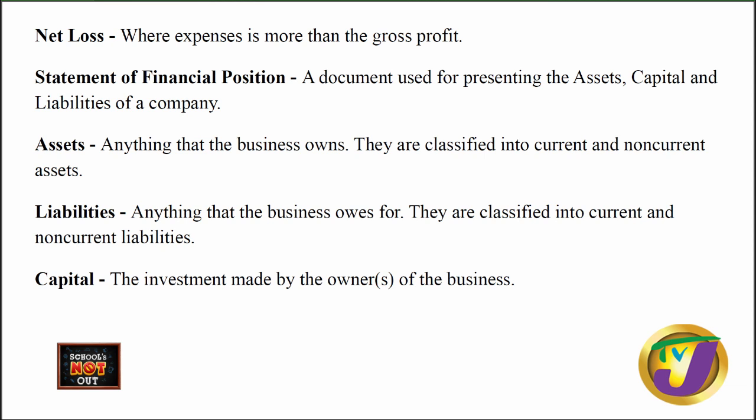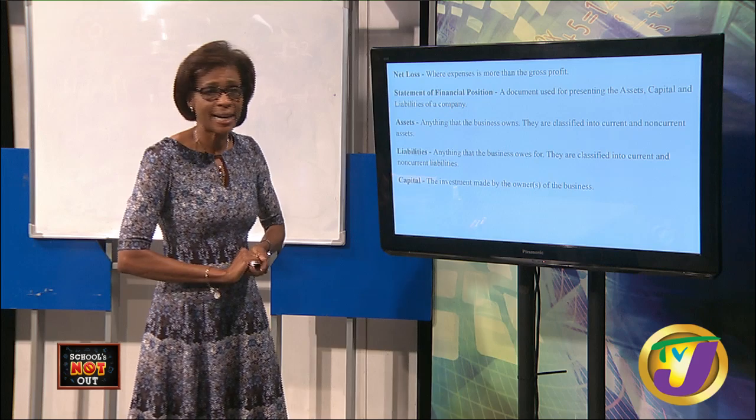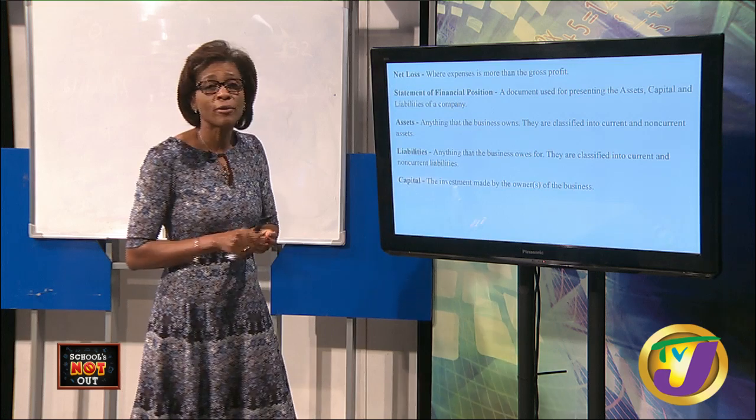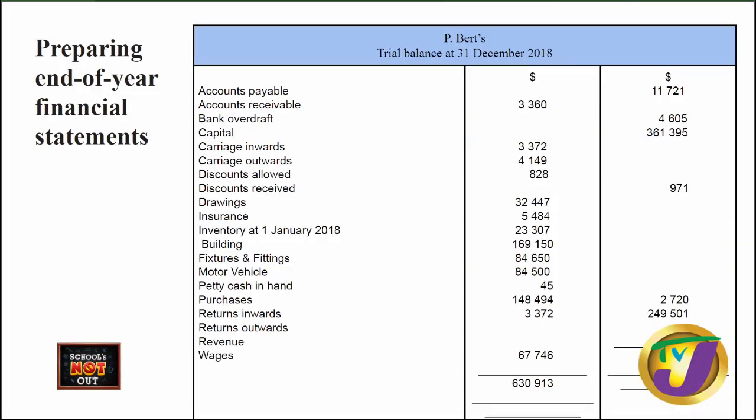Liabilities is anything that the business owes for. This is also classified into two groups. You have current liabilities and you have non-current liabilities. Also, you will understand the items which fall into the various categories as we get into the presentation of the financial statement. And when we talk about our capital, students, we're talking about the investment that the owner made in the business. All right? So right now we're going to be looking at where we get into the actual preparation of financial statements.